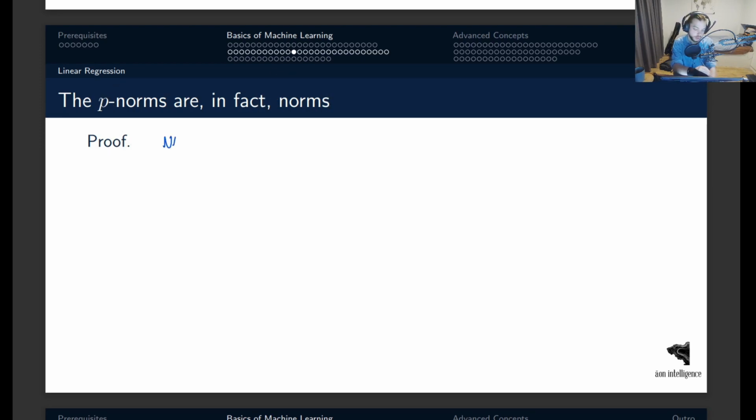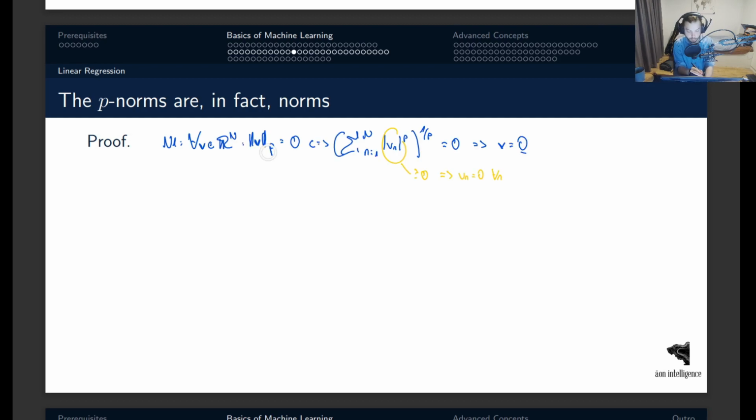Let's start with N1. So for N1, we want to show that if the p-norm of v is equal to 0, then this should imply that v is the 0 vector. And we see that this implication is true, because if we write out this expression according to its definition, we see that we have the sum of absolute values of the components to the power of p, and then we take the p-th root of that sum. And since we are considering only the cases where this entire expression is equal to 0, we have to find out for which cases this is indeed true.